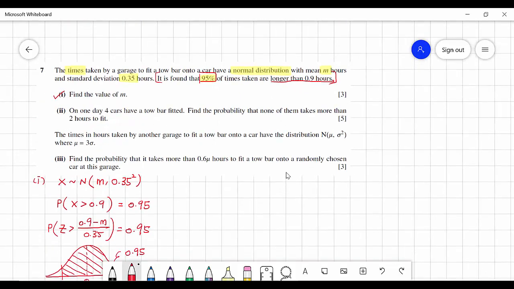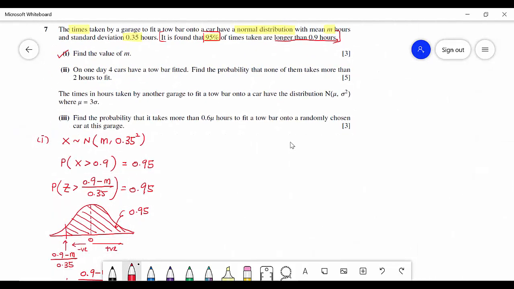Okay, then now let's continue to question number 2. For question number 2, on one day, there are 4 cars that have a tow bar fitted. Find the probability that none of them takes more than 2 hours to fit. So again, more than 2 hours to fit.